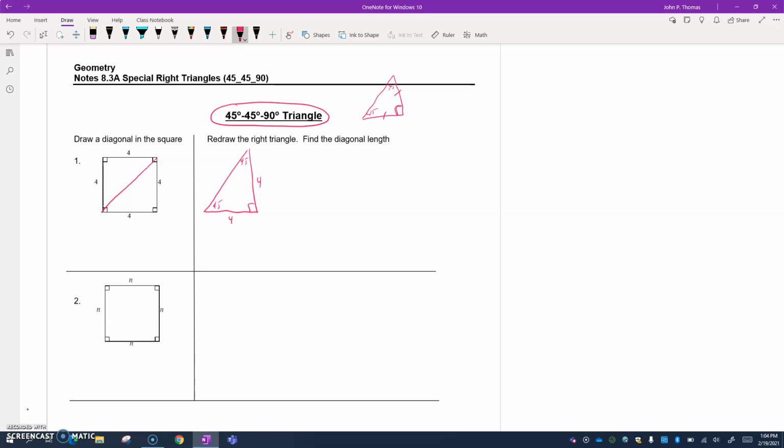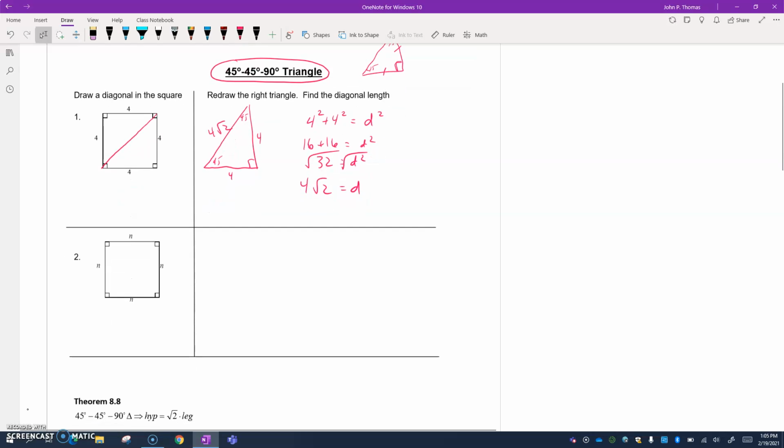It said find the length of the diagonal, so I'm going to do leg squared plus leg squared equals hypotenuse squared, which I'll just call d for the diagonal. So that's 16 plus 16 equals d squared, or 32 equals d squared. Square root of both sides, and I get 4 root 2. So my diagonal length in this one is 4 root 2.